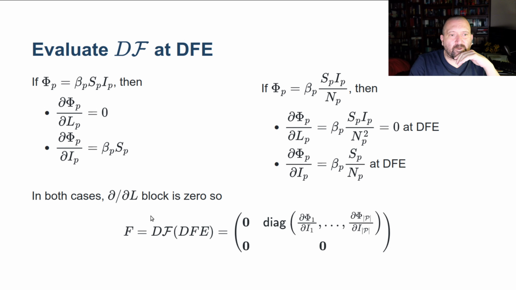So in the end, what I have is my matrix evaluated at the disease-free equilibrium is simply a block upper triangular matrix with the upper triangular block being this diagonal matrix. Okay, and I should point out these functions here are evaluated at the disease-free equilibrium.